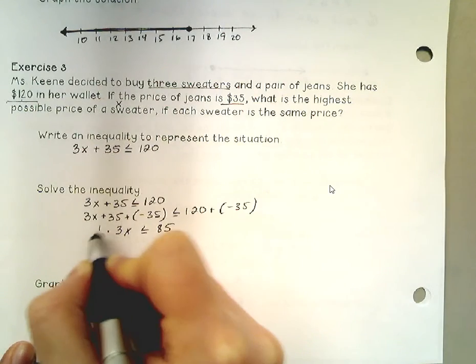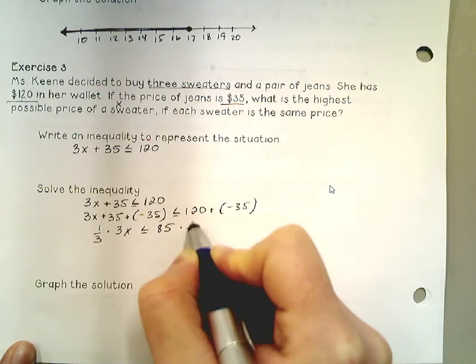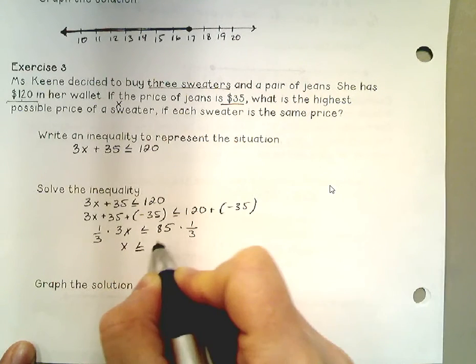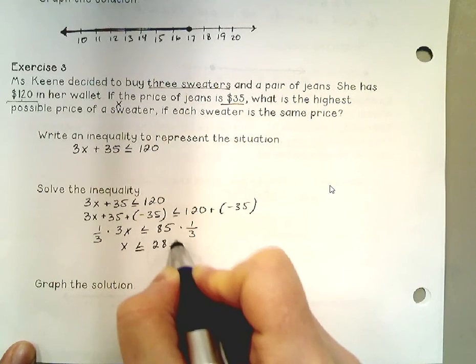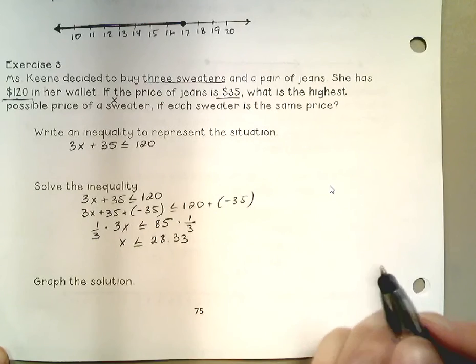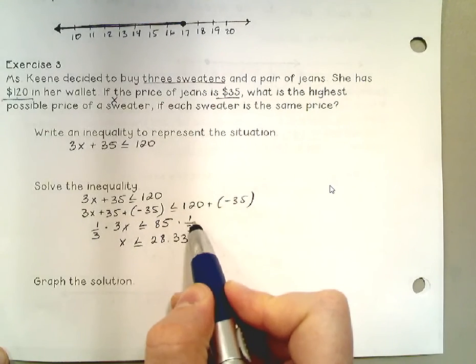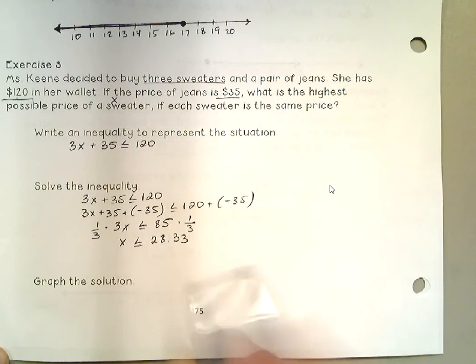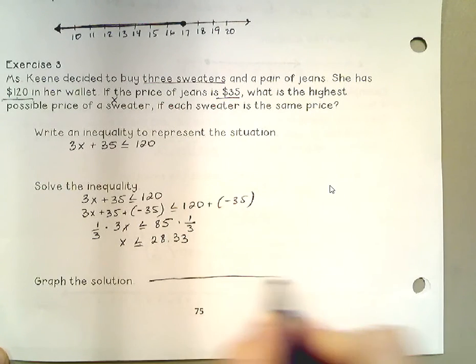And then I'm multiplying by the reciprocal. And x will have to be less than or equal to $28.33. Okay, so now I need to graph it. Since I'm multiplying by a positive number, my sign stays the same. All right, graphing the solution.